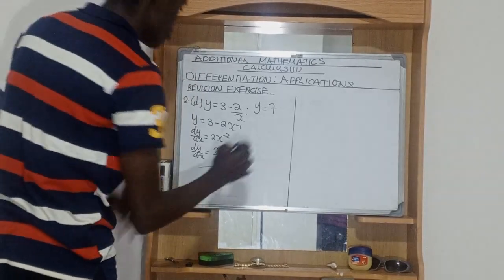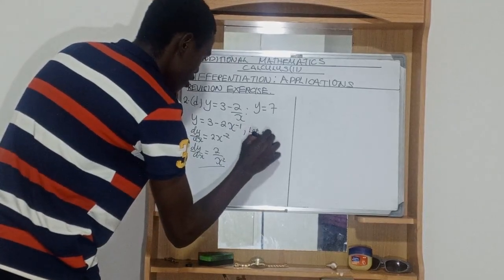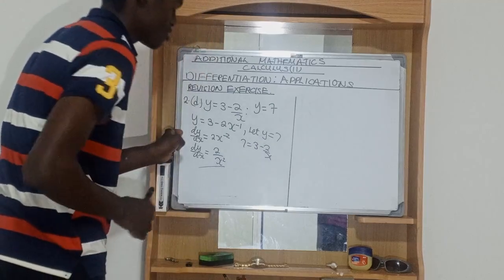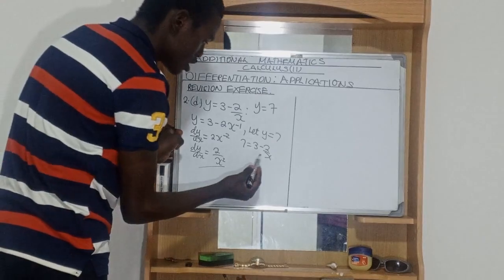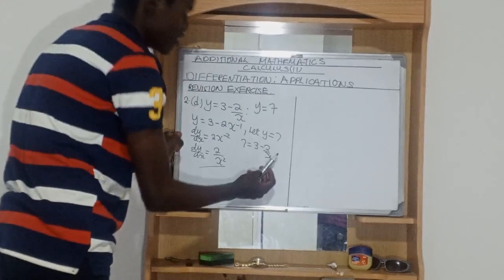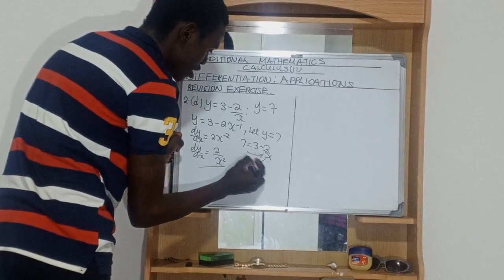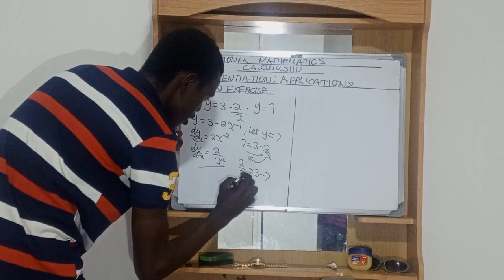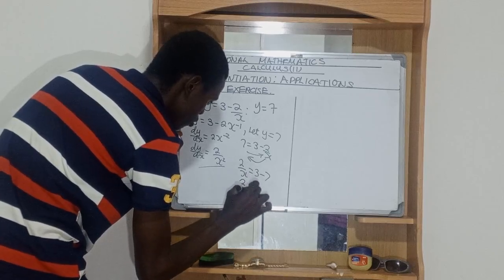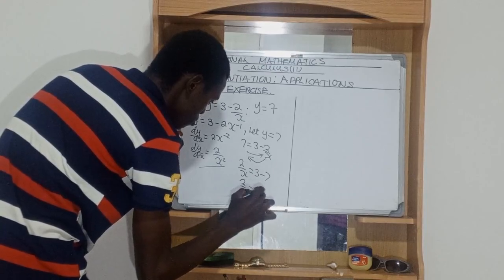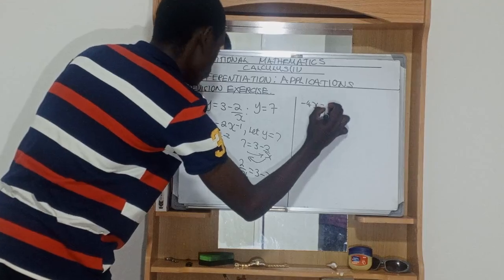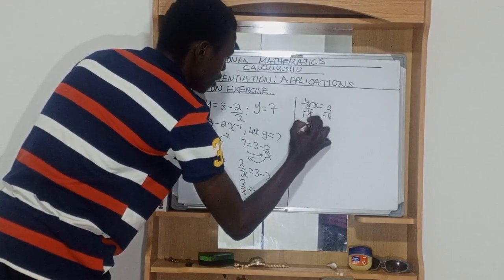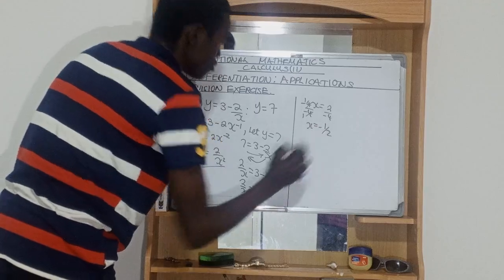And then we are substituting y to be equal to 7. So 7 is going to be equal to 3 minus 2 over x. What do we do here? We can take the 2 over x to the other side and the 7 to the other side. So these two can interchange, and then it will become 2 over x is equal to 3 minus 7, so 2 over x is equal to -4. Cross multiply, so -4x is equal to 2. Divided by -4, divided by -4, x is going to be equal to -1/2.